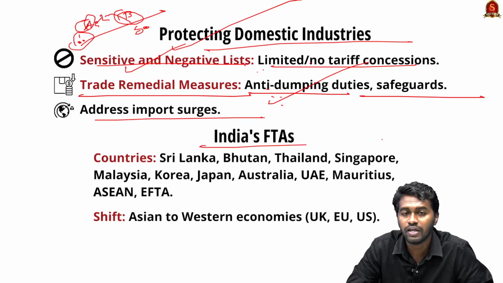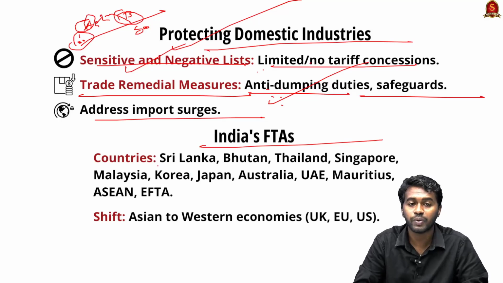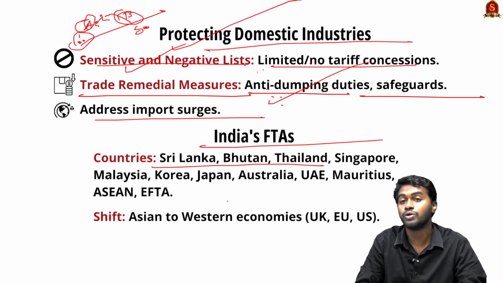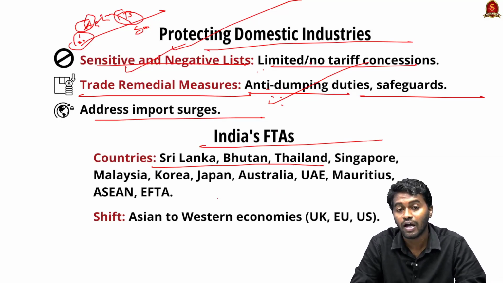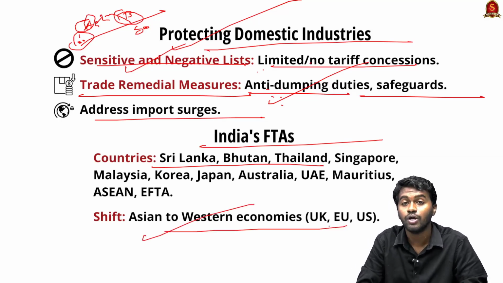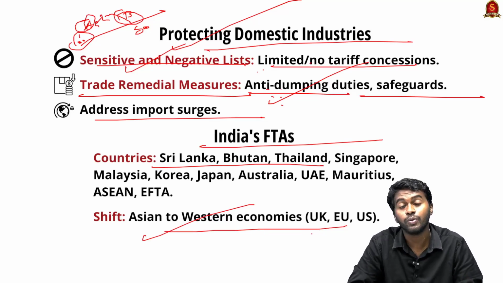And the next is India's free trade agreement. India has already concluded free trade agreements with various nations like Sri Lanka, Bhutan, Thailand, Singapore, Malaysia, Korea, Japan, Australia, UAE, Mauritius, and other ASEAN nations. Now India is shifting its focus from Asian partners to Western economies like the United Kingdom, European Union, and the US.